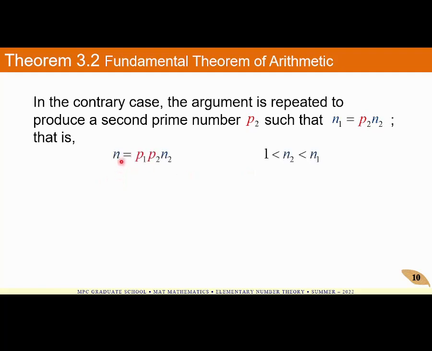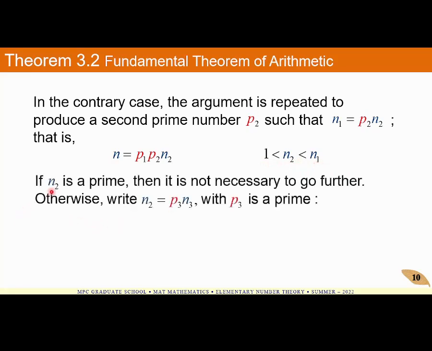That is, n is equal to p sub 1 times p sub 2 times n sub 2, where n sub 2 is greater than 1 but less than n sub 1. If n sub 2 is a prime, then it is not necessary to go further. Otherwise, write n sub 2 equals p sub 3 times n sub 3, with p sub 3 prime, and we have n equals p sub 1 times p sub 2 times p sub 3 times n sub 3, where n sub 3 is greater than 1 but less than n sub 2.